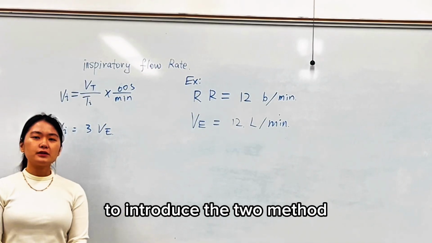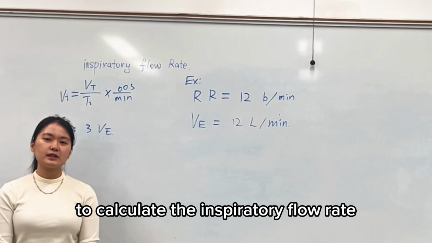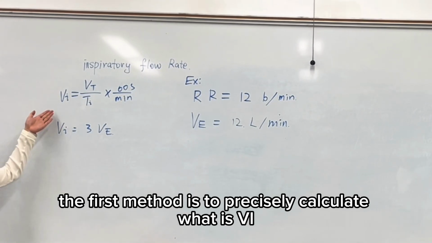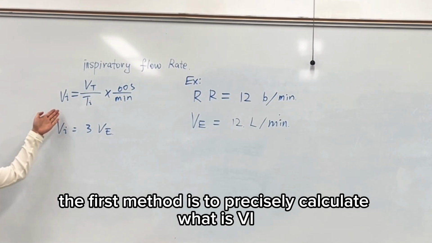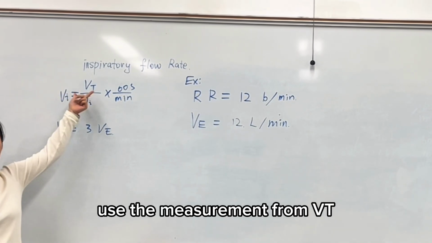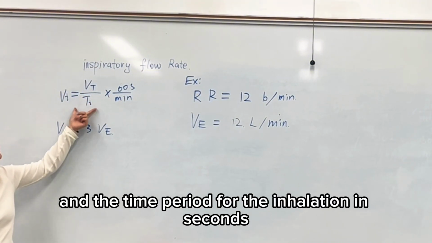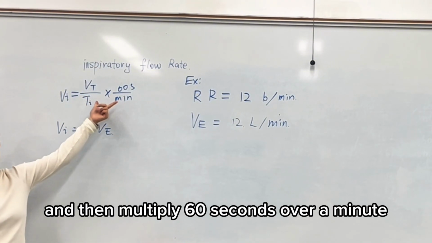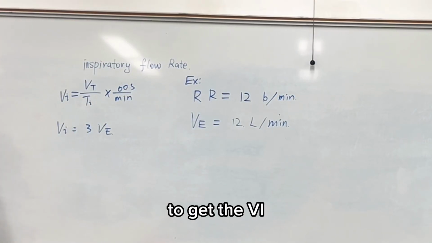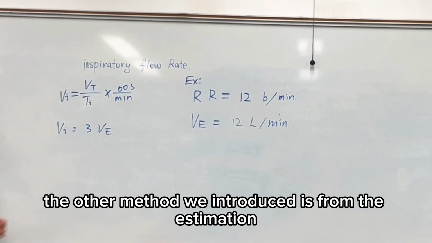So we've introduced the two methods to calculate the inspiratory flow rate. The first method is to precisely calculate VI, using the measurement of VT, which is the tidal volume, and the time period for the inhalation in seconds, and then multiply by 60 seconds over a minute to get the VI.